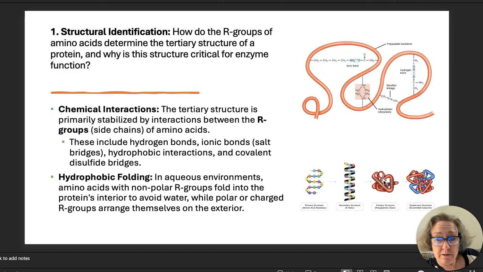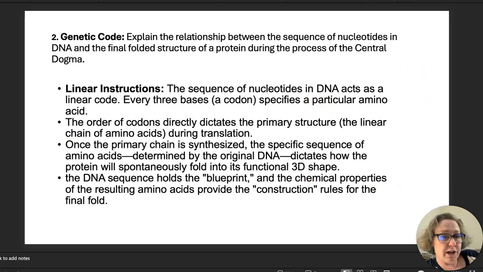Anytime that's wrong, your fold is not going to be correct, your enzyme is not going to be correct, your protein is not going to be correct. So this is where we get sickle cell anemia and cystic fibrosis and some other things. In aqueous environments, the amino acids fold into proteins to avoid water. Okay, can you see that? There's your hydrophobic interactions and your hydrophobic folding. Next up, number 2, genetic code.